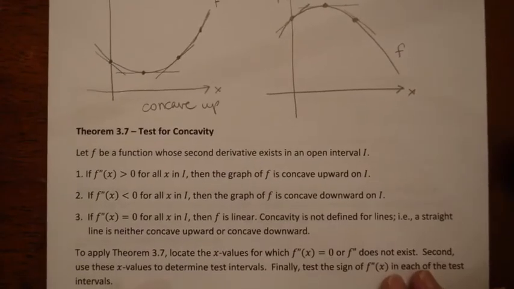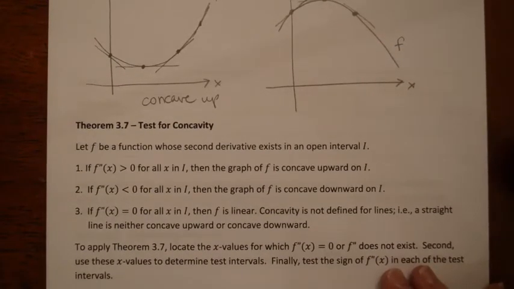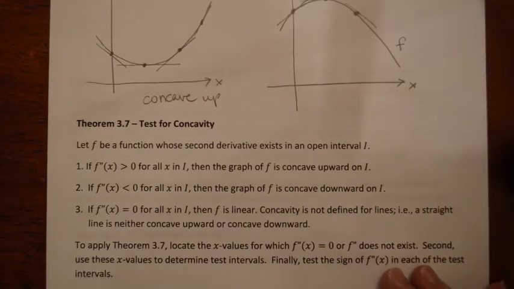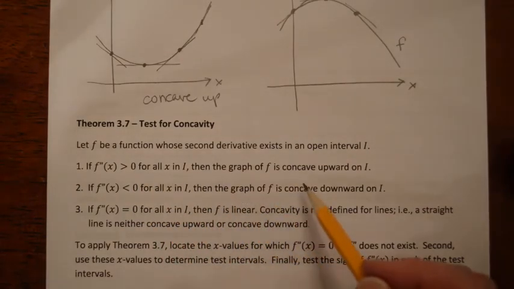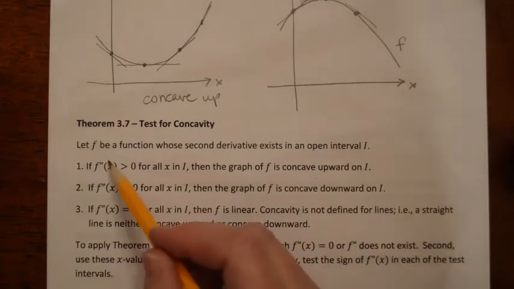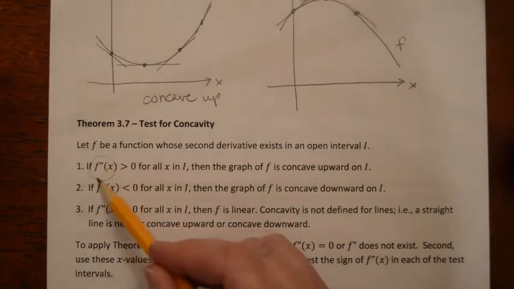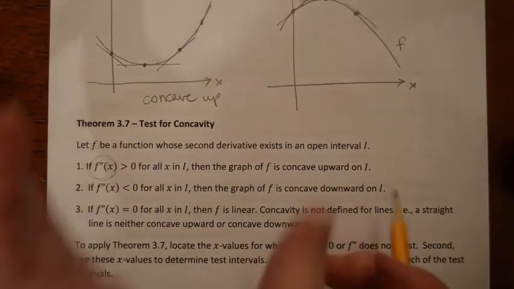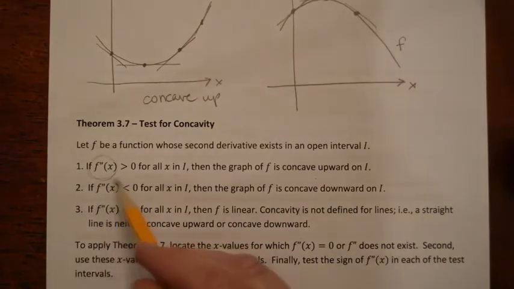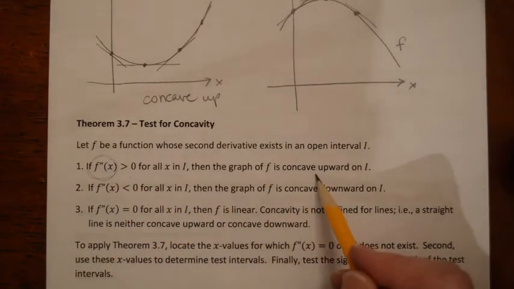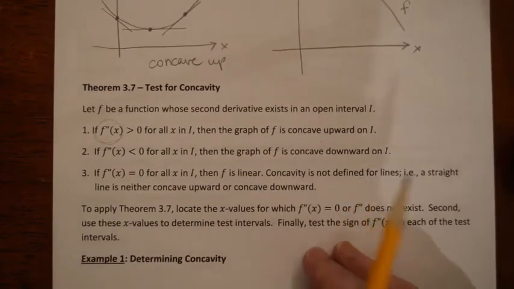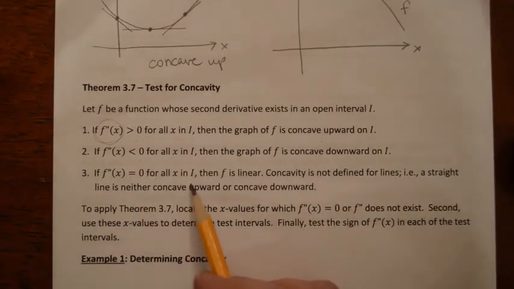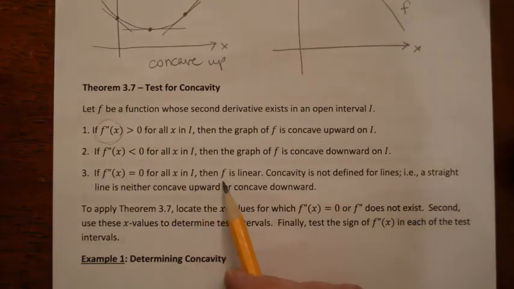All right, Theorem 3.7 is the test for concavity. If f is a function whose second derivative exists on an open interval I, then if the second derivative is greater than 0 in this interval, the graph of f is concave upward. Here we see that the first derivative talked about slope, and the second derivative is going to talk about concavity, whether it's concave up or concave down. So if the second derivative is positive for all x in an interval, then the graph is concave up. If the second derivative is less than 0 for all x in the interval, then the graph of f is concave down. If it's equal to 0 for all x in the interval, then f must have been linear.